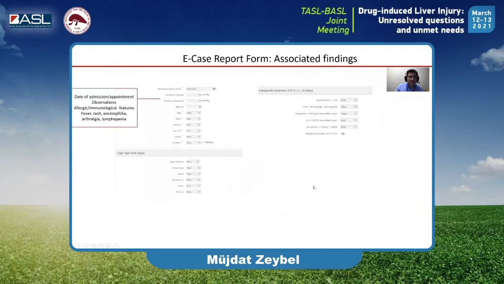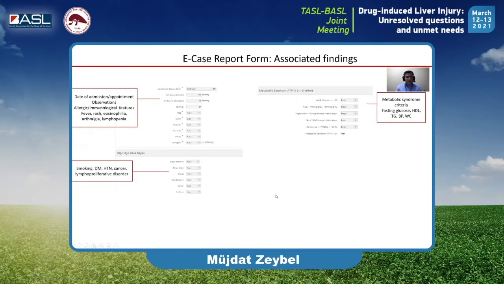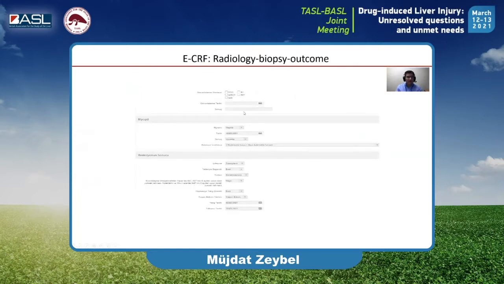In the next page, it asks for the observations and date of the appointment or admission, and whether there are any allergic or immunological features: eosinophilia, rash, fever. It also asks about metabolic syndrome according to ATP3 criteria. I think it is very important, as we are seeing more patients with cancer, lymphoma, and underlying diseases such as diabetes and hypertension, that you provide this information.